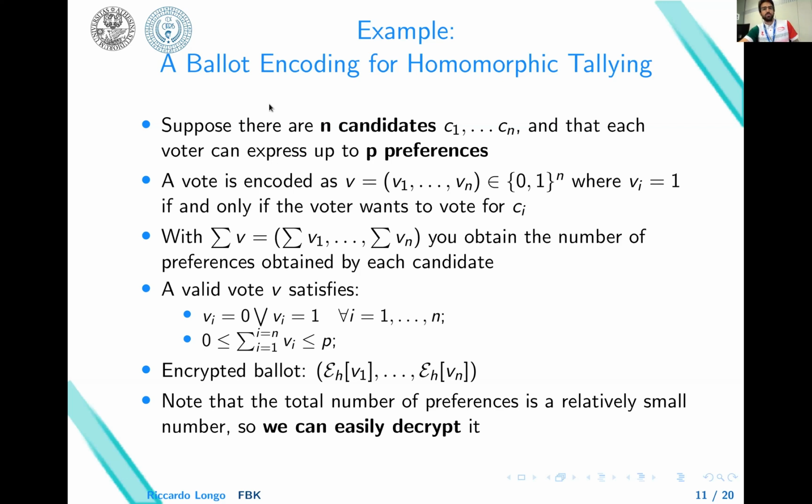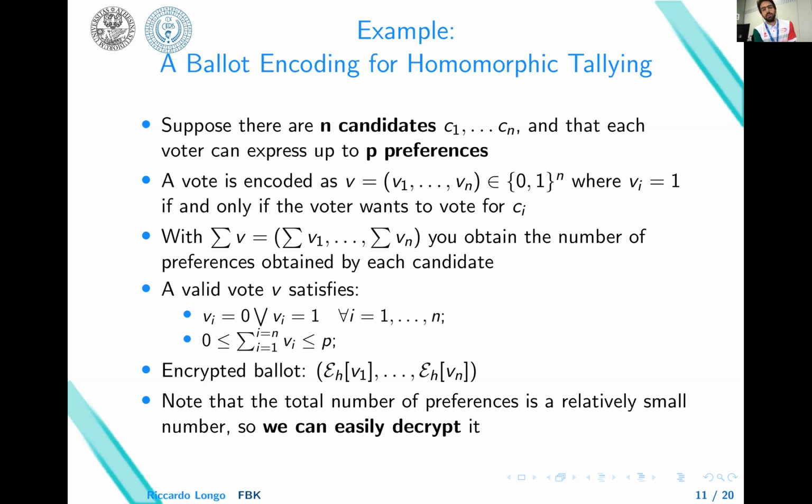So to perform the tally on this plain text encoding of the votes, you simply have to sum element by element all the preferences expressed. And you obtain the number of preferences obtained by each candidate, because it will be either 1 or 0.